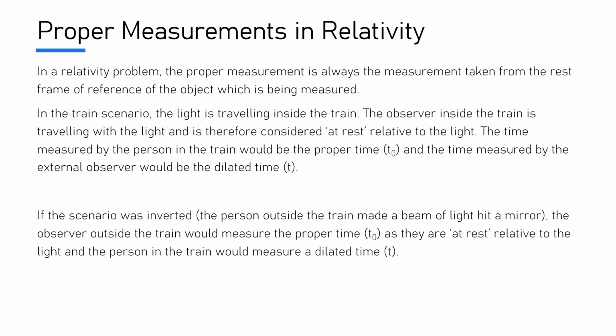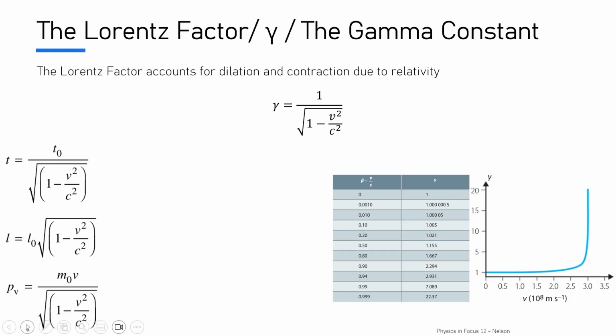If we were to invert the scenario, a person's traveling in a train, going really, really fast and watching someone outside the train. And let's say that they were shooting up a beam of light into a mirror above them, just like in the first example. In this scenario, the observer outside the train would measure the proper time because they're at rest relative to the light which is being shone outside the train, and the person in the train would measure the dilated time.